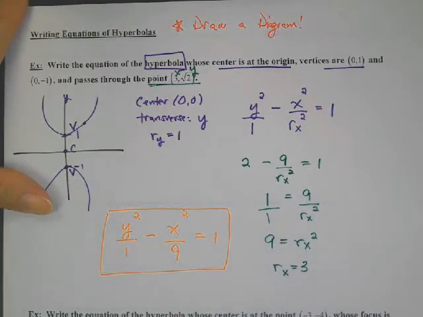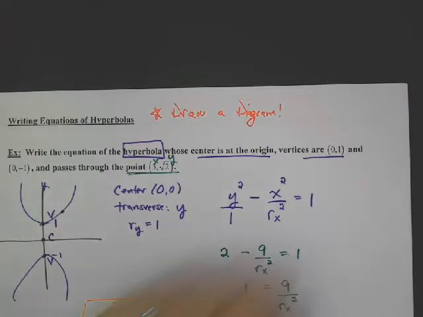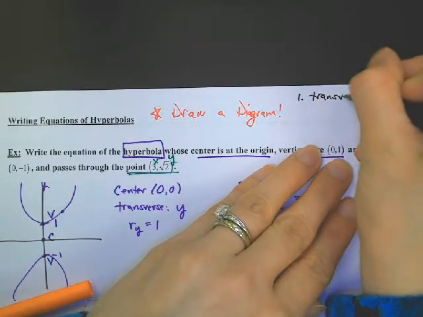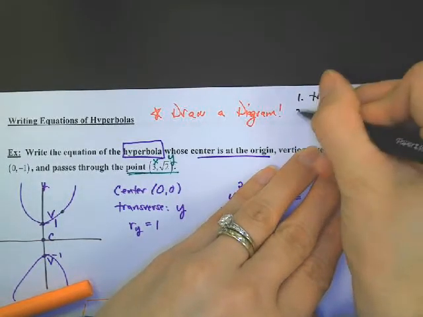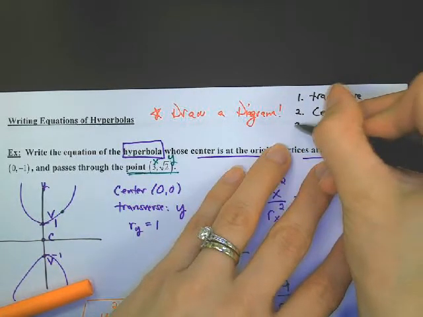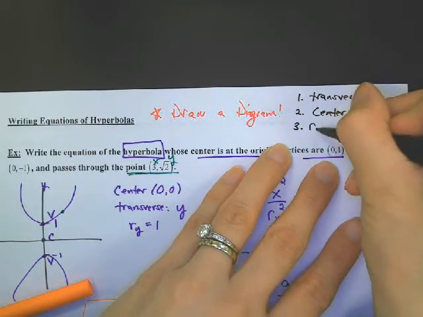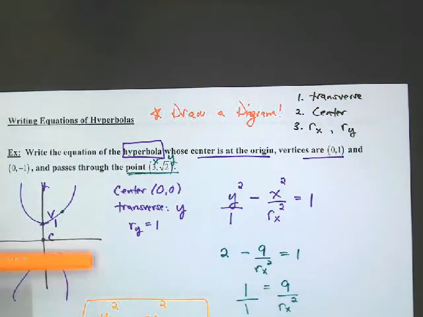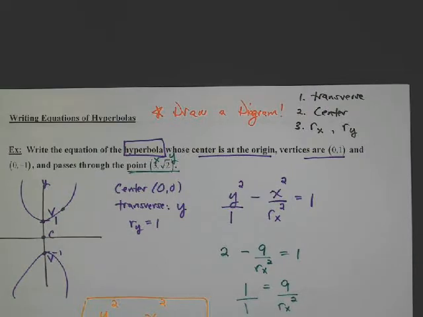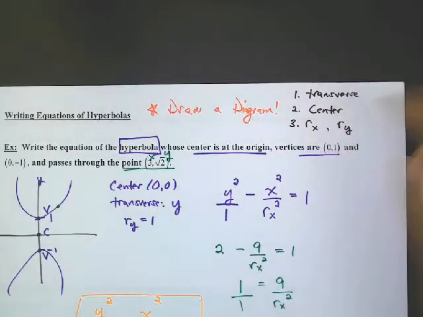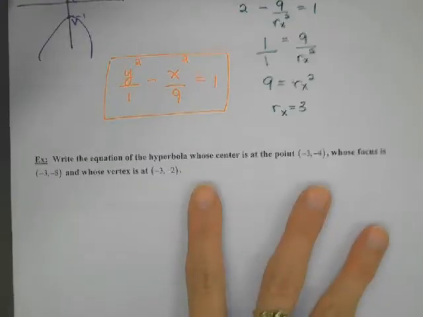When you are writing the equation of a hyperbola, there are 3 things you have to know. Number 1, you have to know the transverse. Number 2, the center. And then I don't know if you want to state these as 1 or 2, you have to know r sub x, and you have to know r sub y. So 3 or 4 things you have to know. When we were doing ellipses, we didn't have to know transverse. We just had to know center, x, and y. But now we have to know who to put first and who gets that minus sign. Okay, let's draw another diagram.